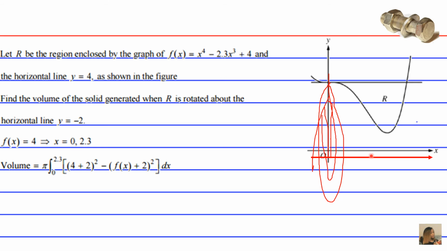So the inner radius, again, is f of x minus y equals -2. And when you subtract the -2, you get +2. So it's f of x plus 2, squared. And then you multiply that by dx, and then we have our volume, because the volume of a circular object is just its surface area times its depth. And remember, we said dx is the depth if you travel horizontally for each washer. Okay? All right, so that's that.